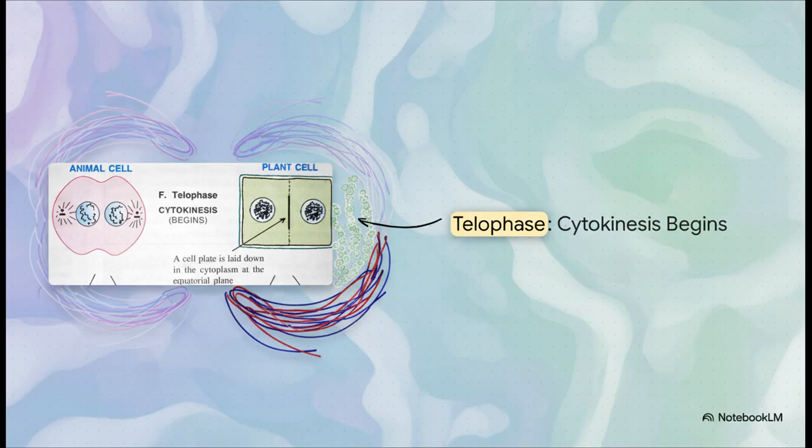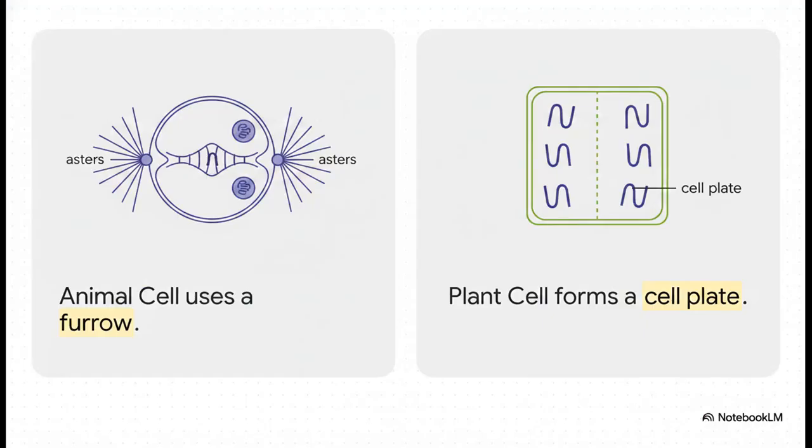The cell itself now has to physically separate its cytoplasm to become two distinct entities. This process is called cytokinesis. Let's see how this differs depending on the type of cell we're looking at. You need to cement these visual differences into your brain.